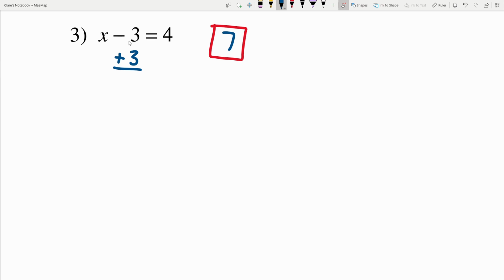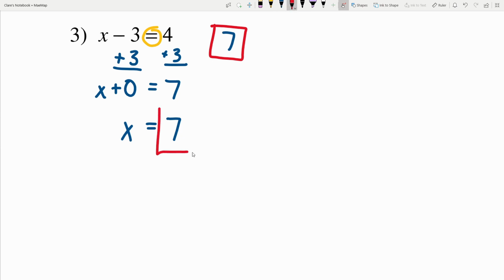So negative 3 plus 3 is going to be 0. So I'll have x plus 0, or we could have x minus 0. It doesn't matter, because adding or subtracting 0 doesn't change the value. Now remember, whatever I did to the left-hand side of this equation, I have to do to the right-hand side. So because I added 3 to the left, I need to add 3 to the right. So I have x plus 0 equals 4 plus 3, which is 7. So x equals 7. Again, 7 is our solution in number 3.